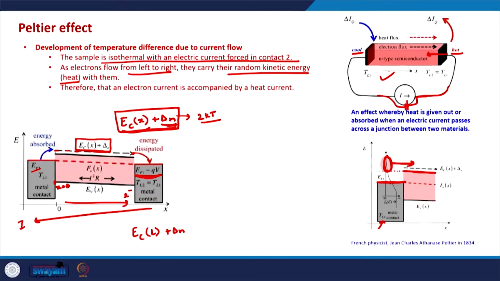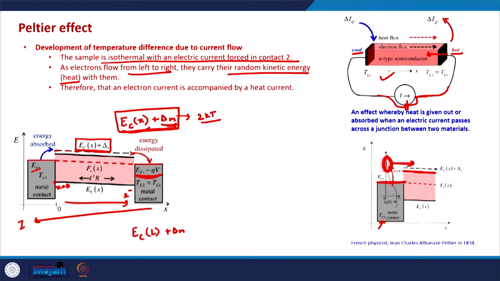So some electrons will essentially jump from below the Fermi level to above the Fermi level. What it means is that the semiconductor has taken high energy electrons into it, and these high energy electrons need to be replenished from the bulk. So it is as if the semiconductor has extracted energy, or heat, from the contact.